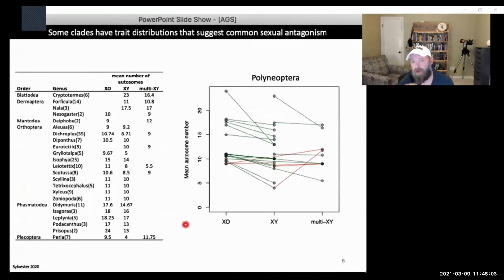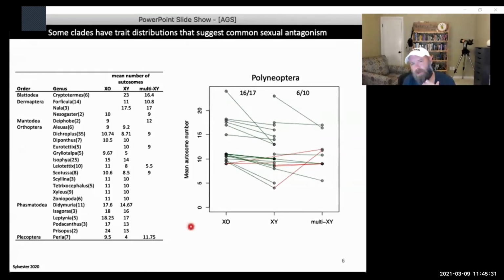And what we see is that almost all of these lines have a downward slope. So we have a reduction in autosome number along with these transitions. And so actually, when we look across all of these genera, we see 16 out of 17 genera that have both XO and XY have a reduction in autosome number in the XY species. And we see a less extreme picture when we look at XY and multi-XY.